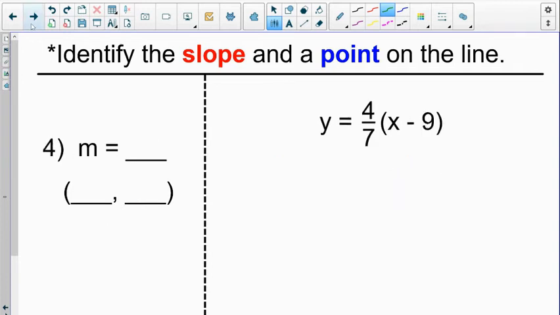All right, let's try that one more time. I'm going to have you try this one. So I want you to copy down y equals 4/7 times x minus 9 in parentheses. And I'd like you to try to find the slope and then the two coordinates of the point that's on this line. You can go ahead and pause your video, and once you have your answers, resume to see how you did.